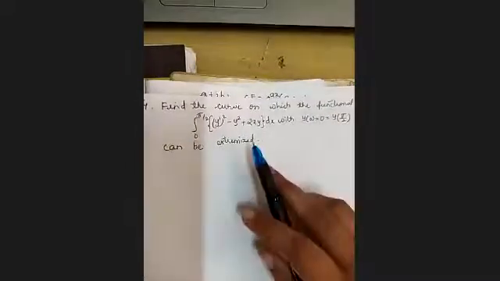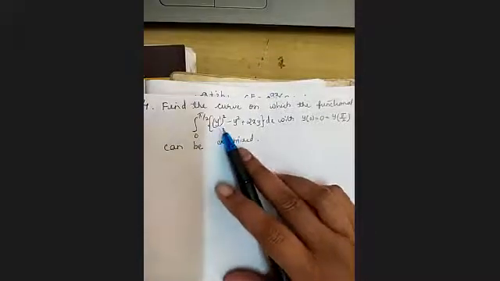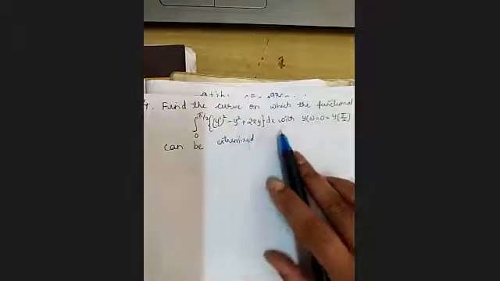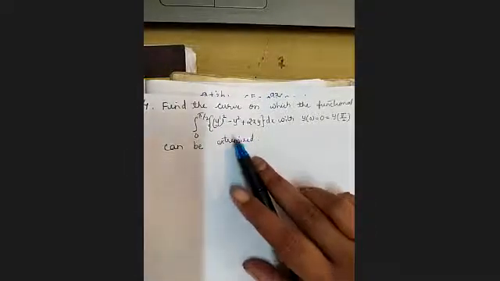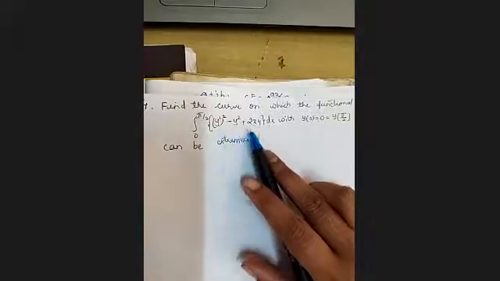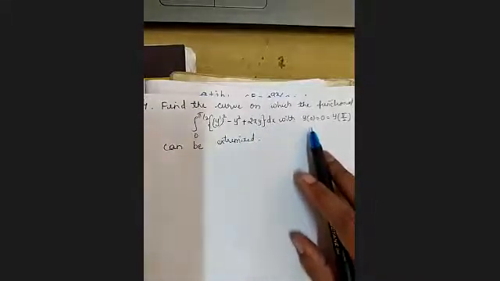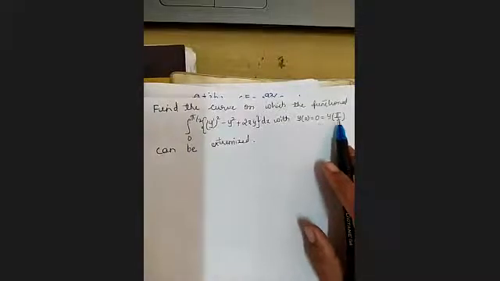Okay, let us take another problem where we have to find the curve on which this given functional with the two conditions can be extremized. So here the function given is integral of y dash square minus y square plus 2xy dx, with the conditions y of 0 equal to 0 and y of pi by 2 is also 0.